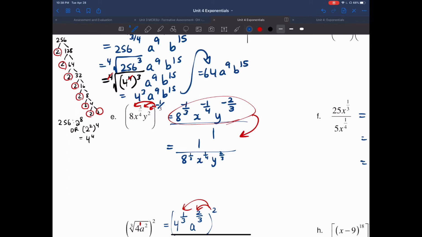And keep in mind, I'm noticing that 8 to the 1/3, that's the same thing as writing cube root of 8. And so that's equal to 1 over 2 x to the 1/4 and then y to the 2/3. And that's it. So what's important is that I don't flip the exponent. Don't flip the exponent.